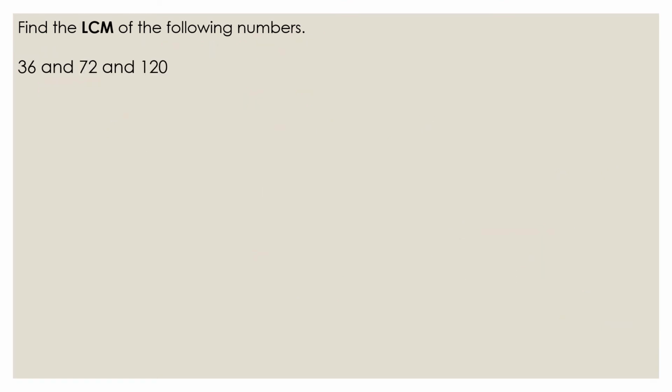Okay, one big one here to try, so pause the video and have a go at this one. Okay, so I'm going to do this by prime factorization because I can see looking at the numbers that this is going to be quite a big number. So let's start off with 36, which is 2 times 18, split that into 2 times 9, and then this one into 3 times 3. So 36 is 2 times 2 times 3 times 3.